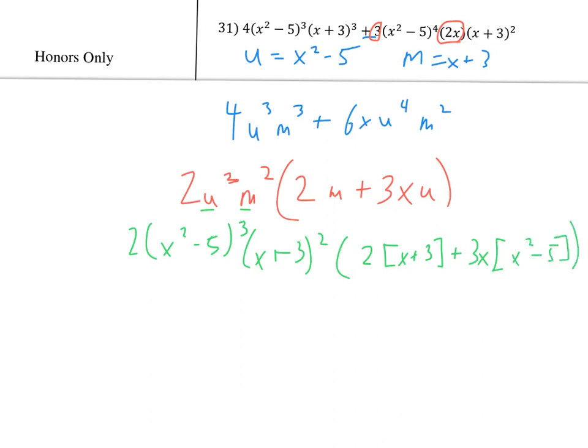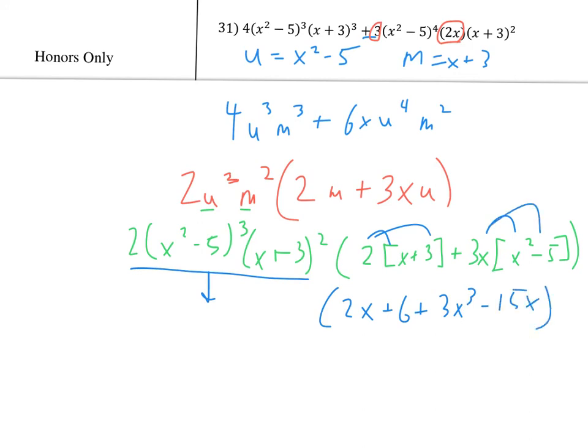So I'm going to leave these guys out front alone for now. I'm just going to bring them down, but I need to do some work in here, so I'm going to distribute that. So it's going to be 2x plus 6 plus 3x to the third minus 15x. I'll just combine like terms there, so I get 3x to the third minus 13x plus 6.